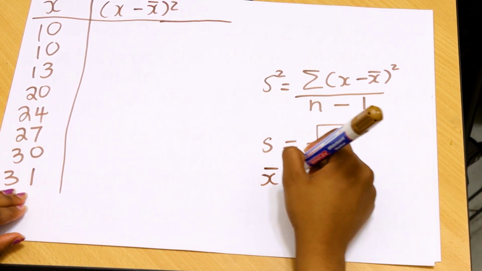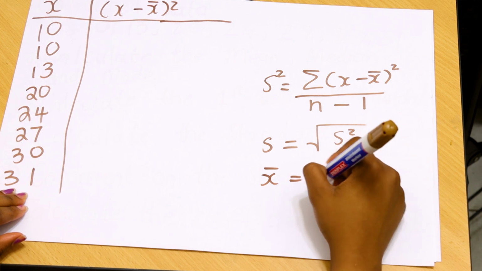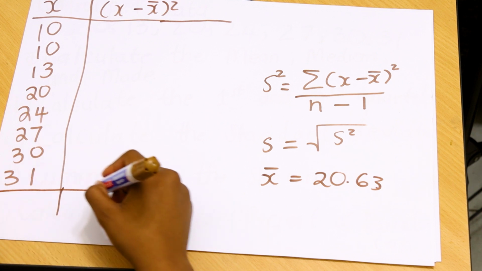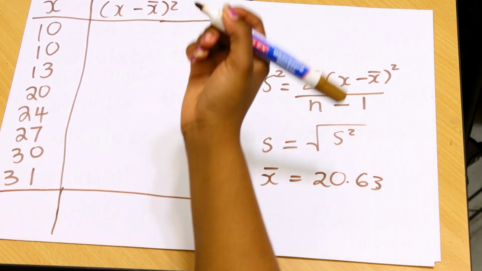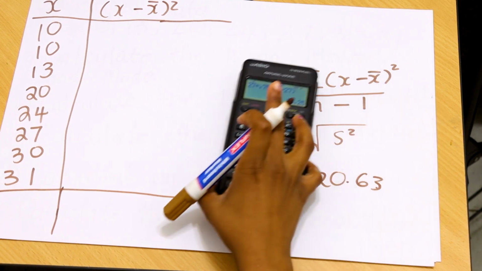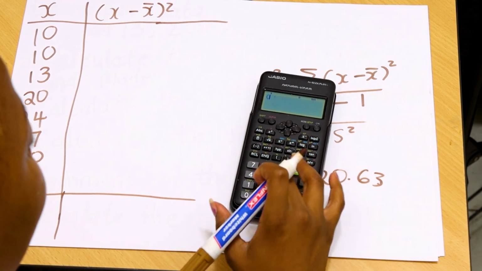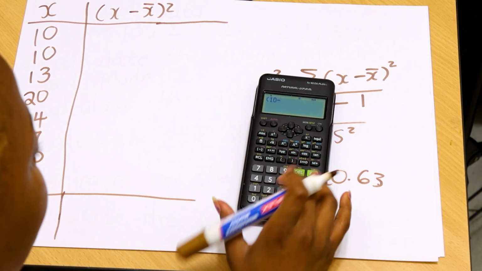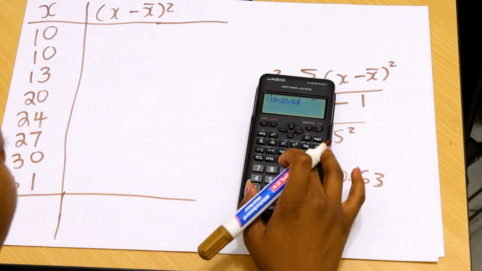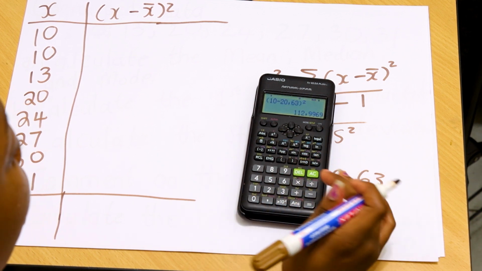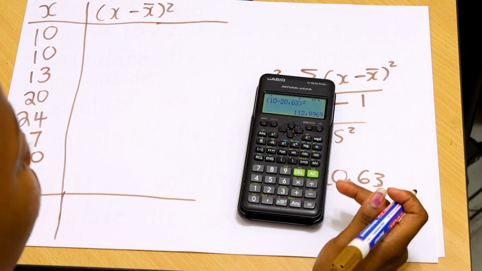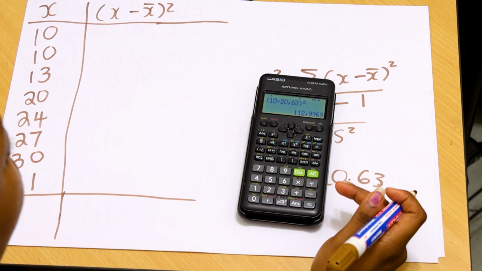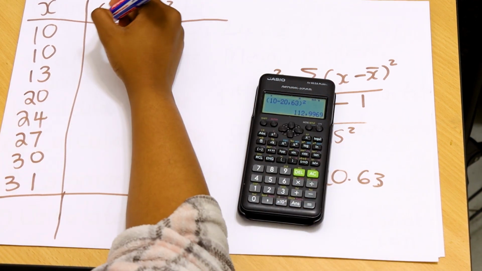So our mean, we said it's 20.63. Now let's find the first value. So here we would say 10 minus 20.63 all squared, and then that is 112.996. If you round this off to 2 decimal places, this would be 113.